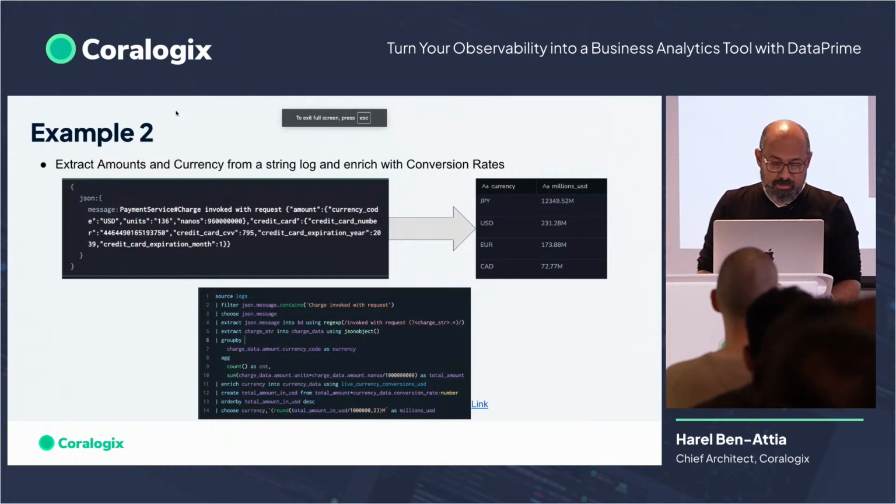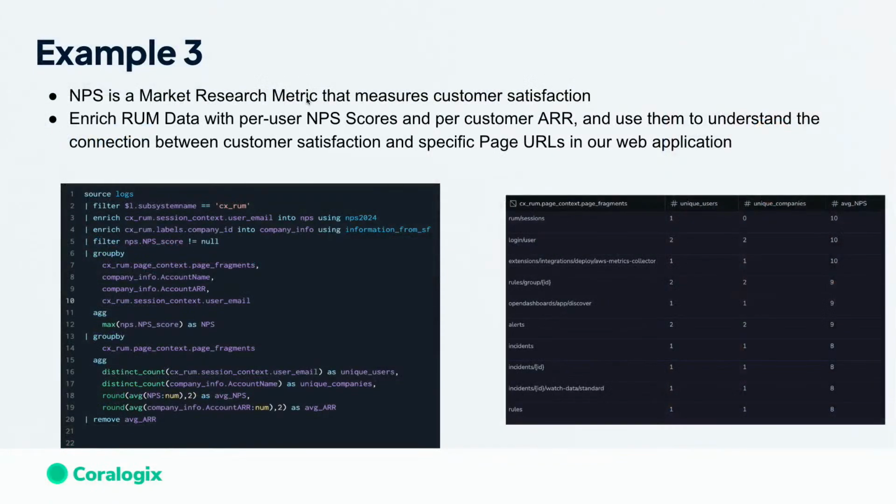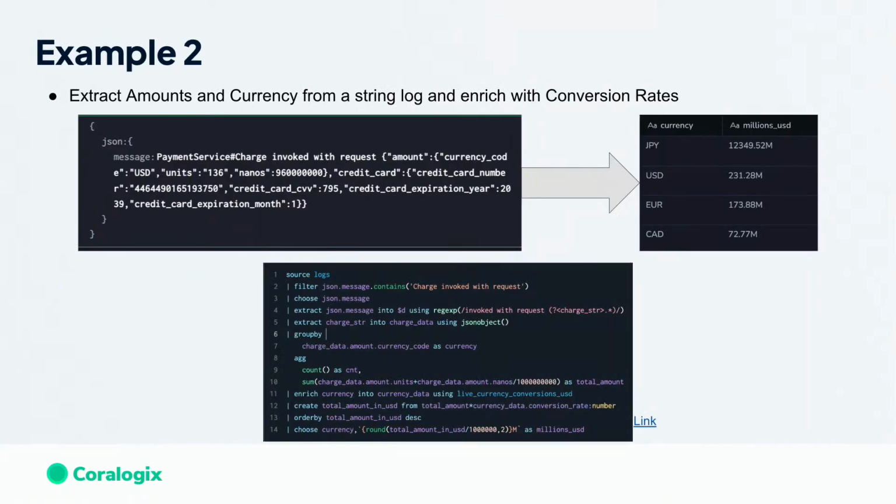Example 2. Here we're taking another string-based example, and I'll show it briefly. I won't show the entire example, but I want to show something brief that would be interesting. Effectively, the developer wrote JSON as a string into this message, and there is some aggregation here per currency, the total amount in US dollars. It's related to the enrichment that Eyal has mentioned.